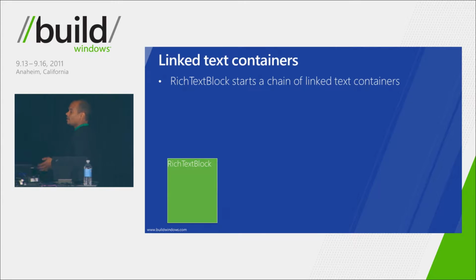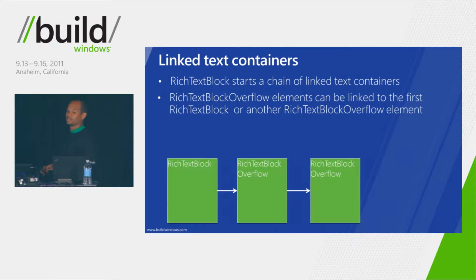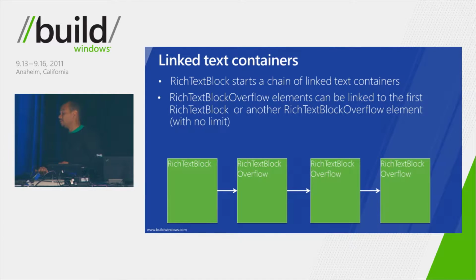So let's cover a few ground rules of linked text containers so that you can go out and use these in your apps today. The first rule is that a rich text block always starts a chain of linked text containers. You can then link a rich text block overflow element to the rich text block or any other rich text block overflow with no limit.